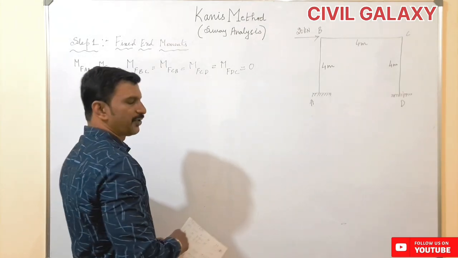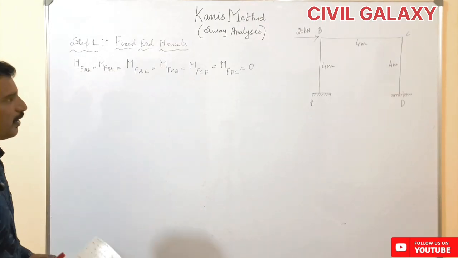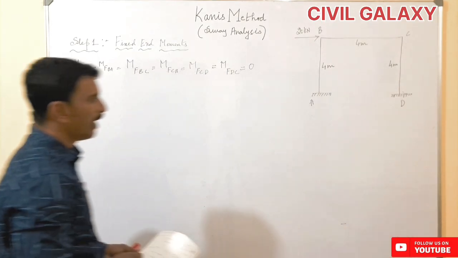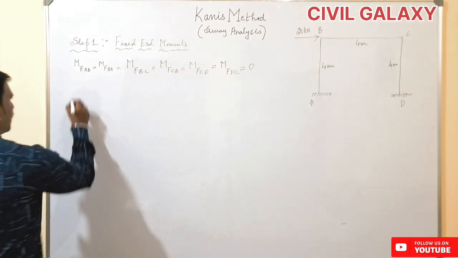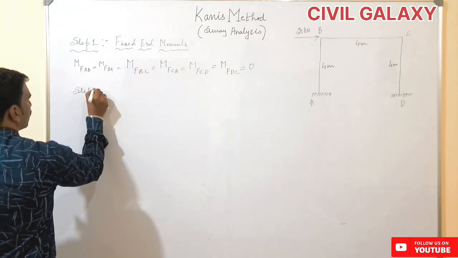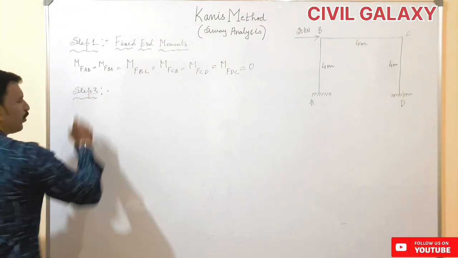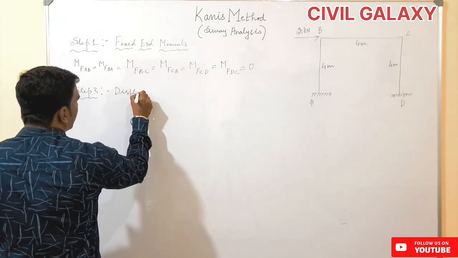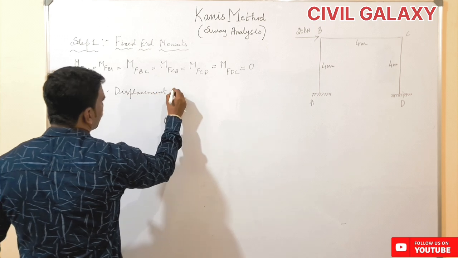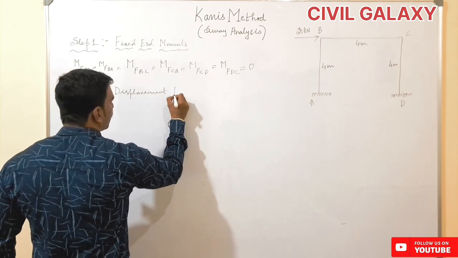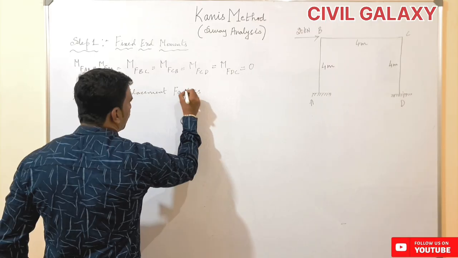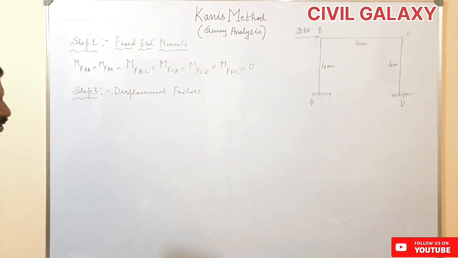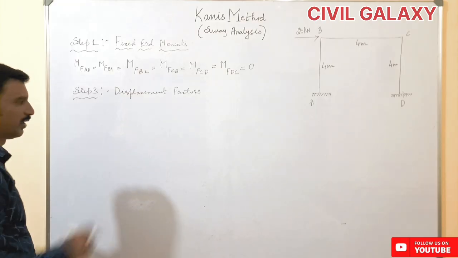So after finding out the stiffness and rotation factors, since we are analyzing a frame which is subjected to lateral sway, we have to consider one more table. In step 3, we need to consider one more table to find out the displacement contributions. To find out the displacement contributions, we first have to find out the displacement factors. After finding out the displacement factors, we will calculate the displacement contributions with the help of the Kani's table.